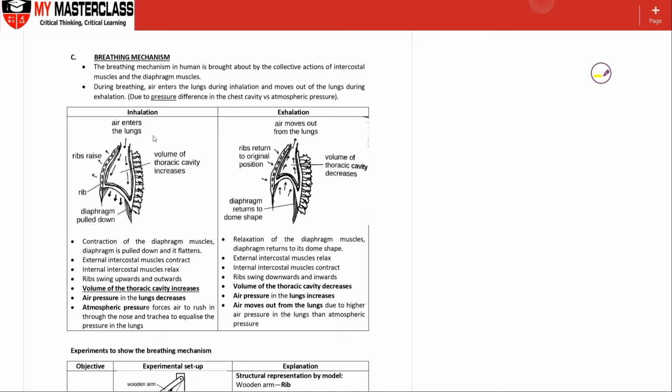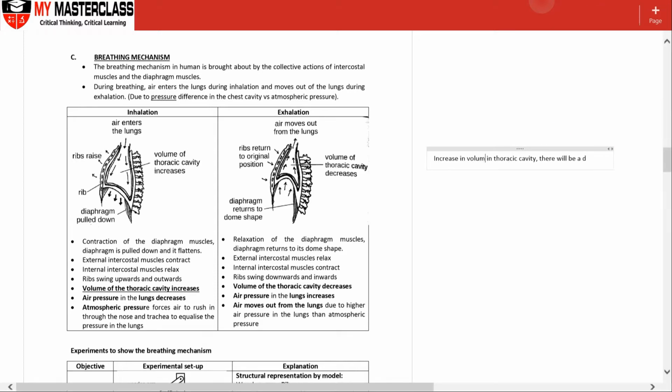So in order to enable the pressure in the lung region, or the thoracic cavity, to be lower, we need the volume inside to be larger. Okay, so when the volume increases inside the thoracic cavity, pressure will decrease. When there is an increase in volume, there will be a decrease in pressure.